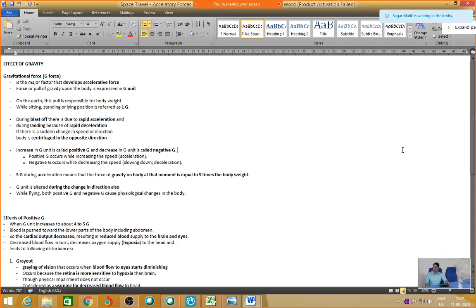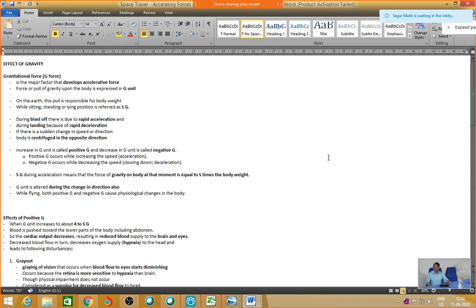So we have to know a few terms. You can see there are two terms introduced here: gray out and blackout. So you may be asked in an individual note, what is gray out? Gray out means graying of vision, when the vision turns gray, or there is a pallor, a pale-like pattern in the vision.